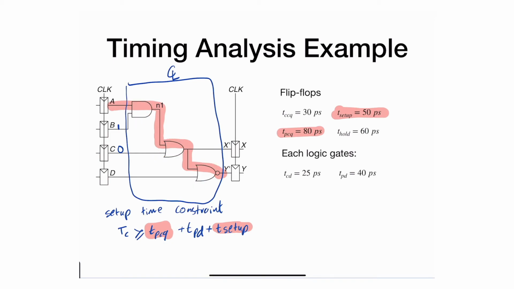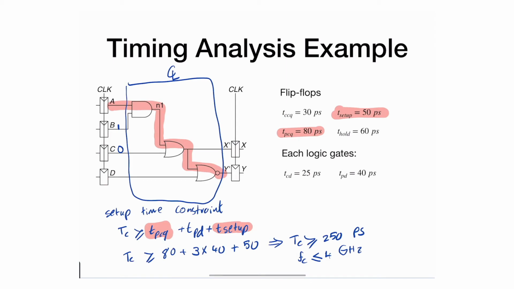So this number, as it turns out, is easy to calculate. It's 80 plus 3 times 40 plus 50, and that's the TC. If you calculate that number, you're going to see that TC is greater than or equal to, I believe, 250 picoseconds. So that means fC, the frequency, must be less than or equal to 4 gigahertz. So the maximum frequency that I can use with this particular circuit is 4 gigahertz. If I use 5 gigahertz or any number above 4 gigahertz, I will be violating the setup time constraint here. So I can't do that.